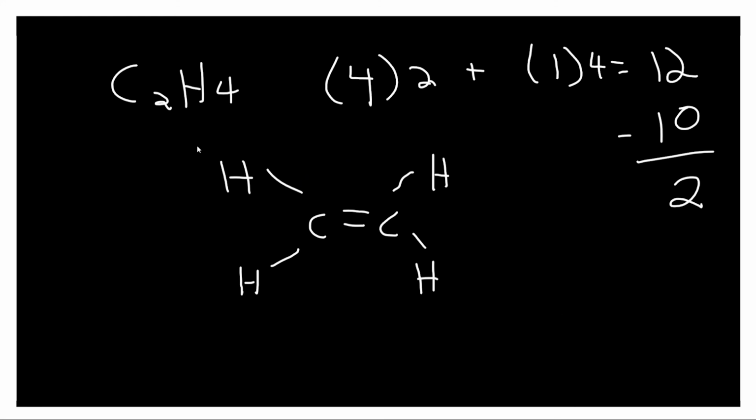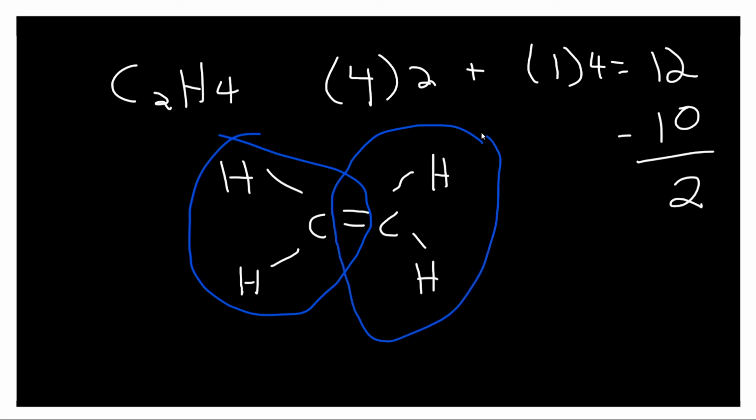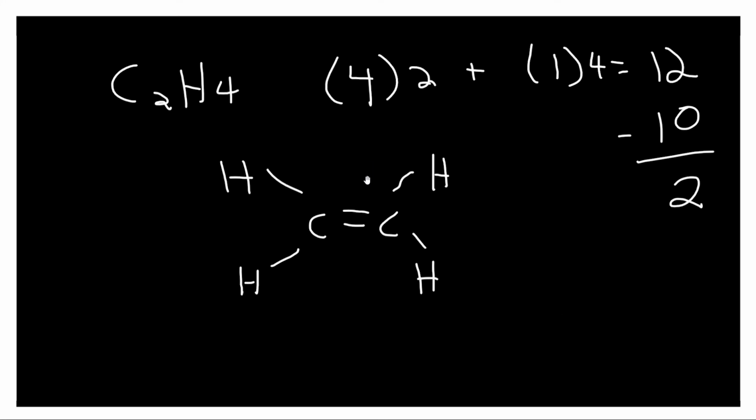Now, if you look on each side, the carbon on this side fulfills the octet rule. 2, 4, 6, 8. The carbon on this side fulfills the octet rule as well. 2, 4, 6, 8. Meaning that this is a valid Lewis dot structure for C2H4, and you're done.